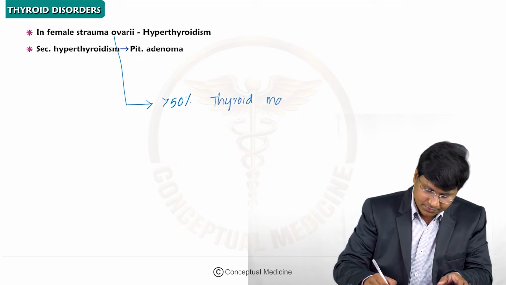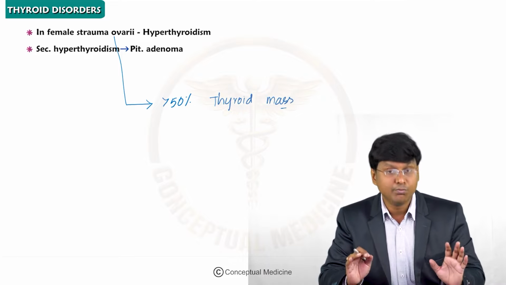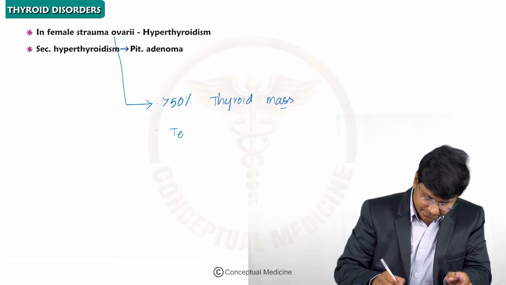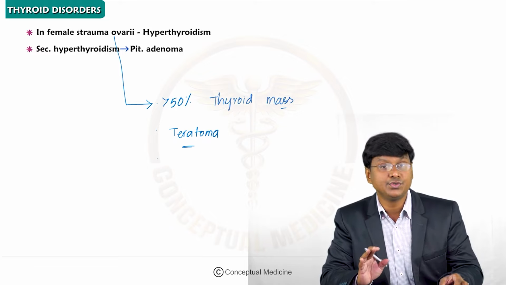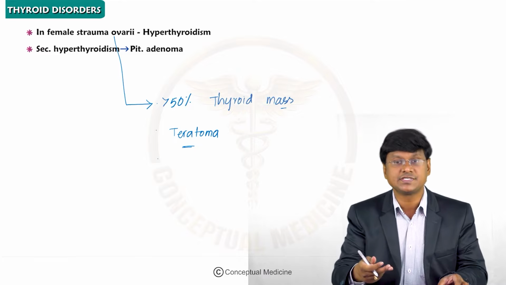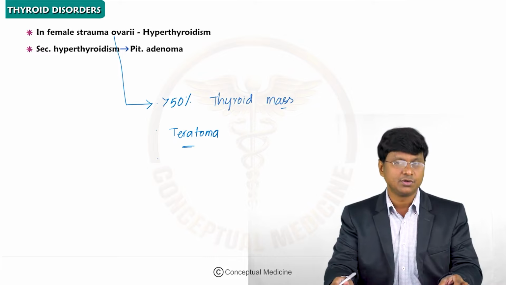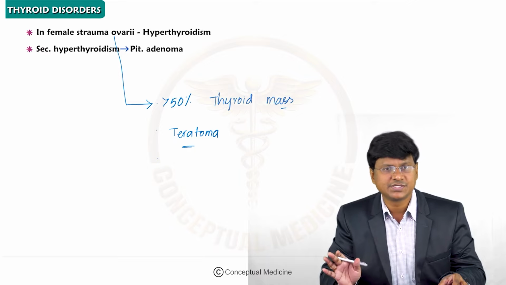So this struma ovarii most commonly occurs as a part of teratoma. And although struma ovarii usually does not secrete thyroid hormones, there are cases in which it produces thyroid hormones, which results in hyperthyroidism. So in order to look for struma ovarii, you can do an ultrasound of the abdomen to make the diagnosis.